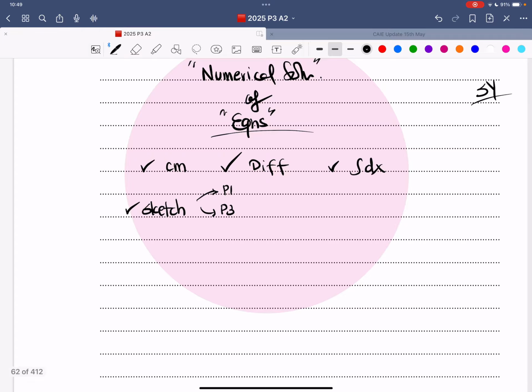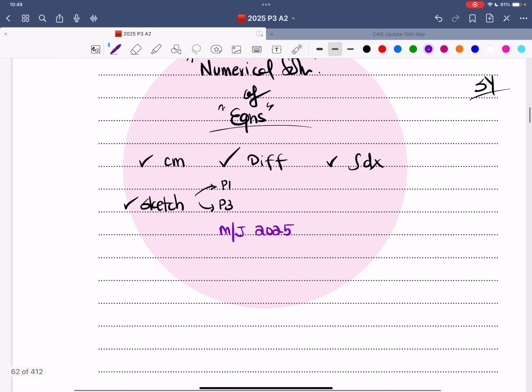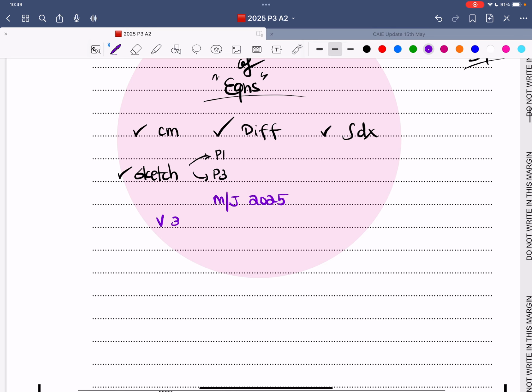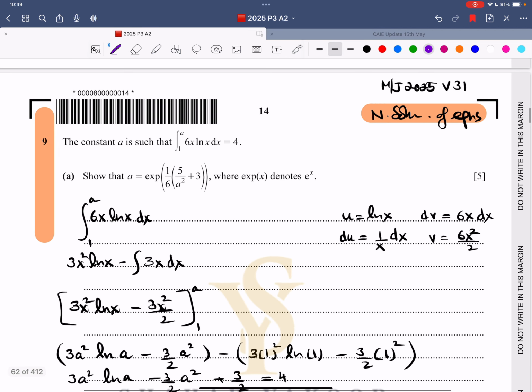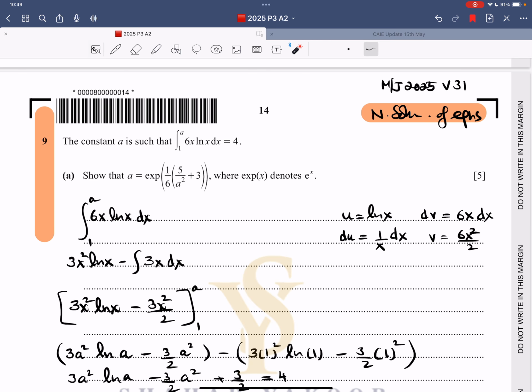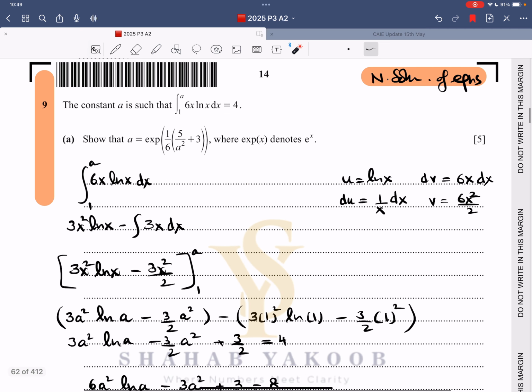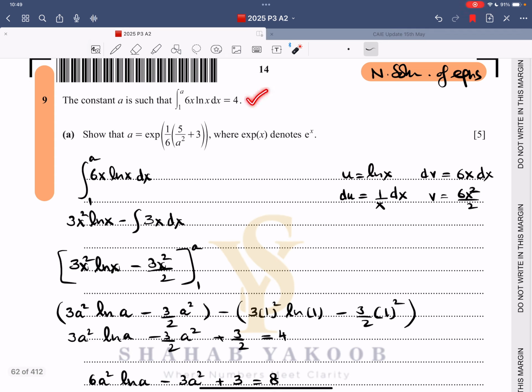And now I'm focusing on May, June 2025, and there are four variants: variant 31, 32, 33, and the fourth variant is also there in this particular year, that is variant 35. So let's focus on four questions that have been asked. The very first question that I get started with is of May, June 2025, variant 31. It has integration also, and of course then the usual all the stuff related with numerical solution.